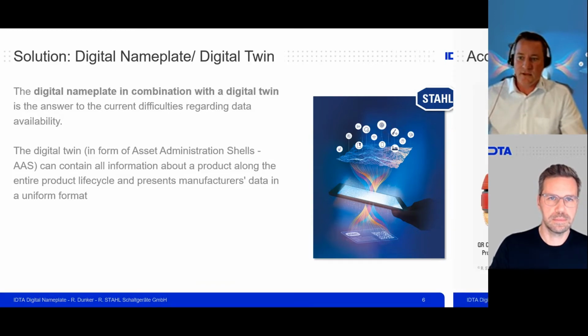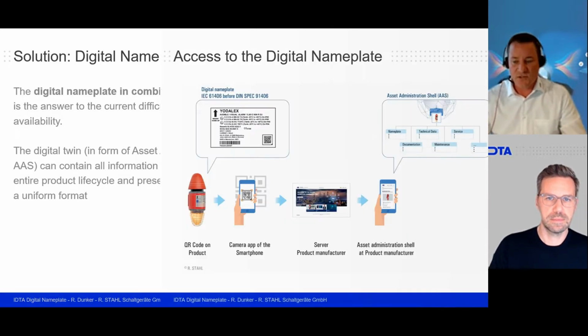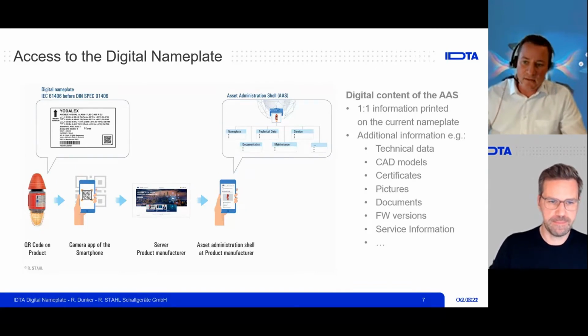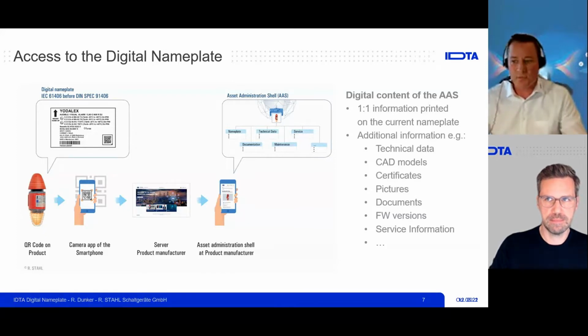So here you can see our idea of how to get access to all those data. From now on and for all the future products, we will provide a special digital nameplate based on the IEC standards. So this means you have an additional QR code or an RFID tag directly established on the printed nameplate. And if you scan it, you have a direct link to a server of the product manufacturer. And there you get all the details out of the asset administration shell.